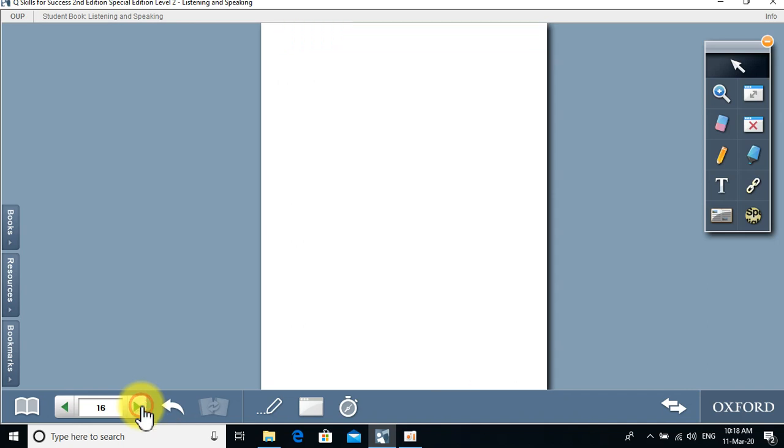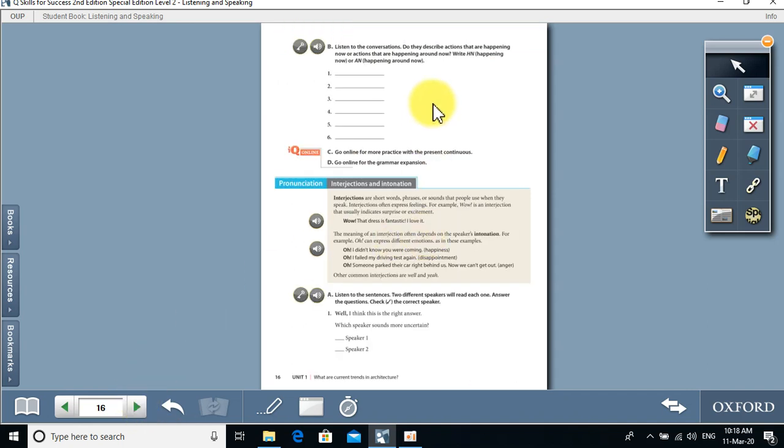Now on the next page, page number 16, activity B. Activity B is: listen to the conversations. Do they describe actions that are happening right now or actions that are happening around now? Write HN. HN stands for happening now. If the sentence is describing an event that is happening now, you have to write HN. And if the event is happening around now, you can write AN.